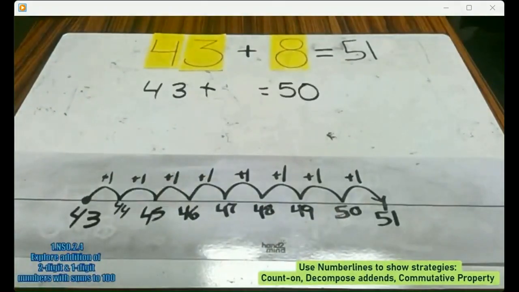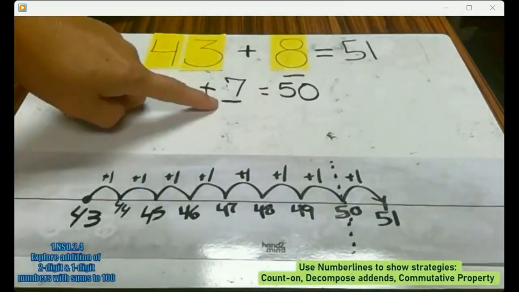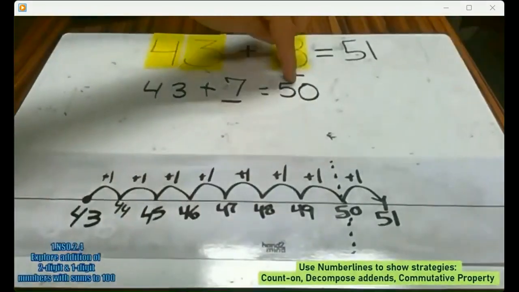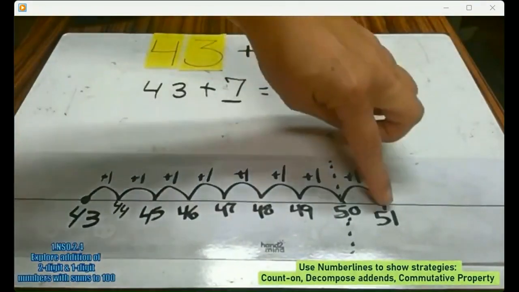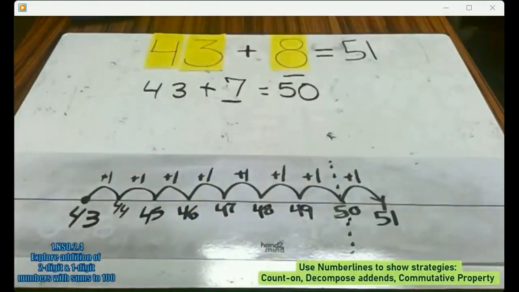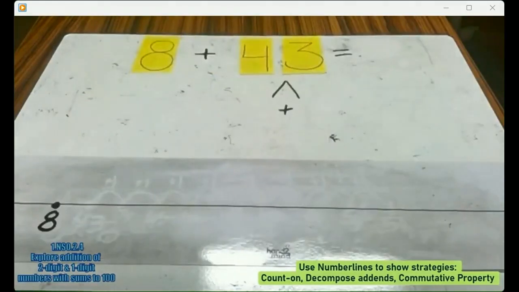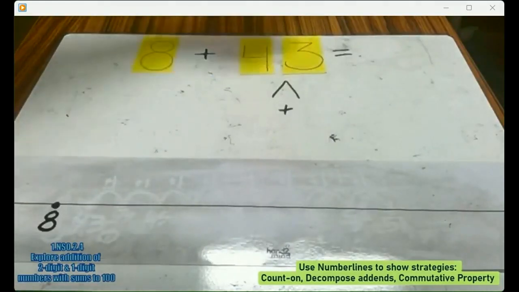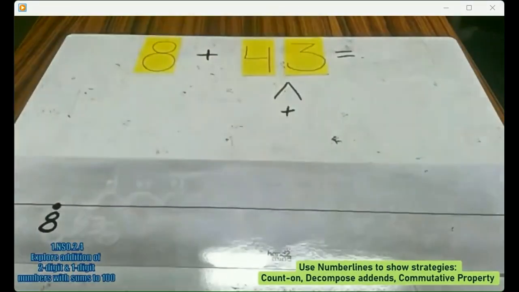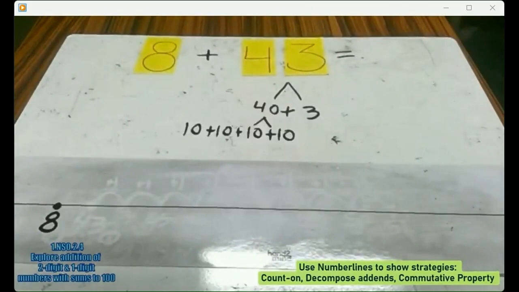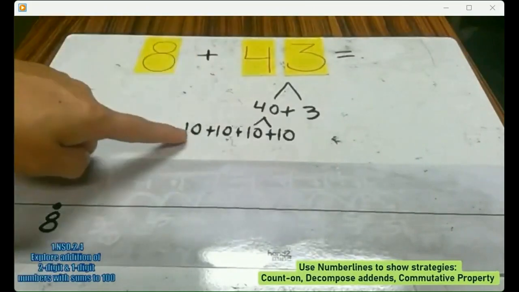You can also have students think about decomposing the add-in to, again, make a 10. So if I know I needed 7 to make 50, then 1 more is left over from 8, which would give me 51. We also need to make sure we are reinforcing the commutative property so that students aren't always starting with a big number.